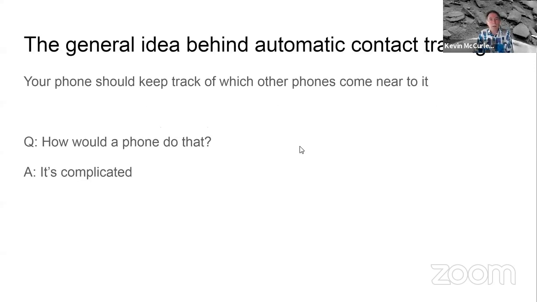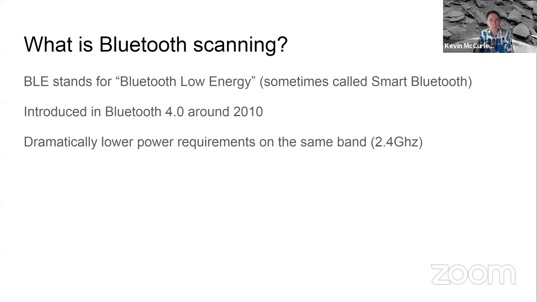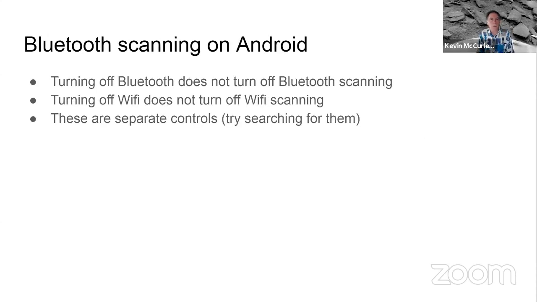which is why I thought it would be useful to perhaps talk here. The general idea, of course, behind automatic contact tracing is the phone should keep track of other phones that come near it. And so there are these technical questions about how would a phone do that. And it's pretty complicated, actually. It is primarily going to use something called Bluetooth scanning, using something called BLE. Of course, the number of acronyms is always dense. This stands for Bluetooth Low Energy. It was introduced in Bluetooth 4.0 around 2010, so it's quite an old standard. It has dramatically lower power requirements for Bluetooth than the previous version of Bluetooth. Bluetooth is actually quite an old protocol.